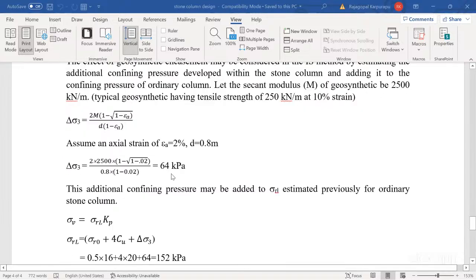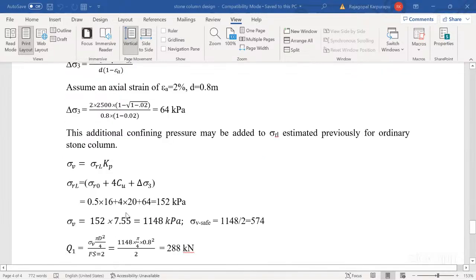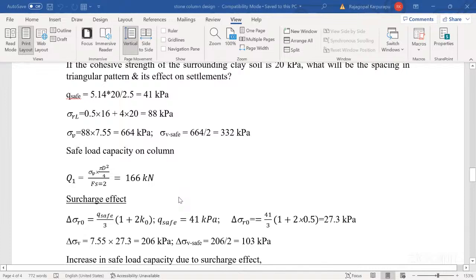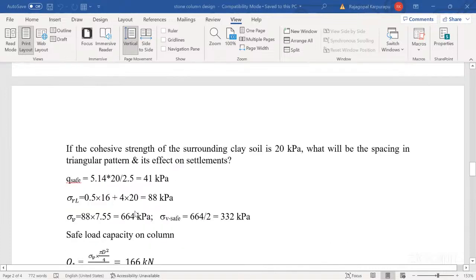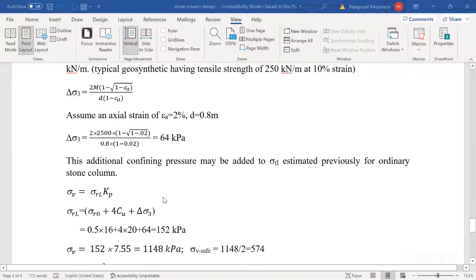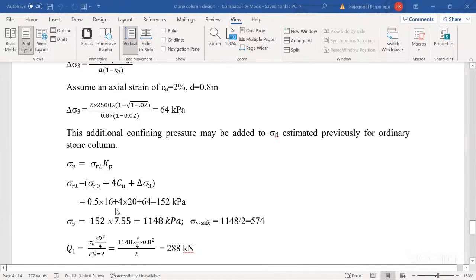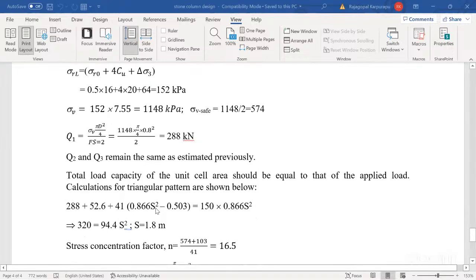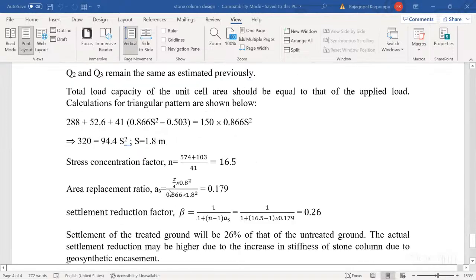And so this 64 kPa, we will add to the previously calculated confining pressure of 88 kPa, right? So if you add 64 to 88, it comes to 152 kPa, and our spacing slightly increases.